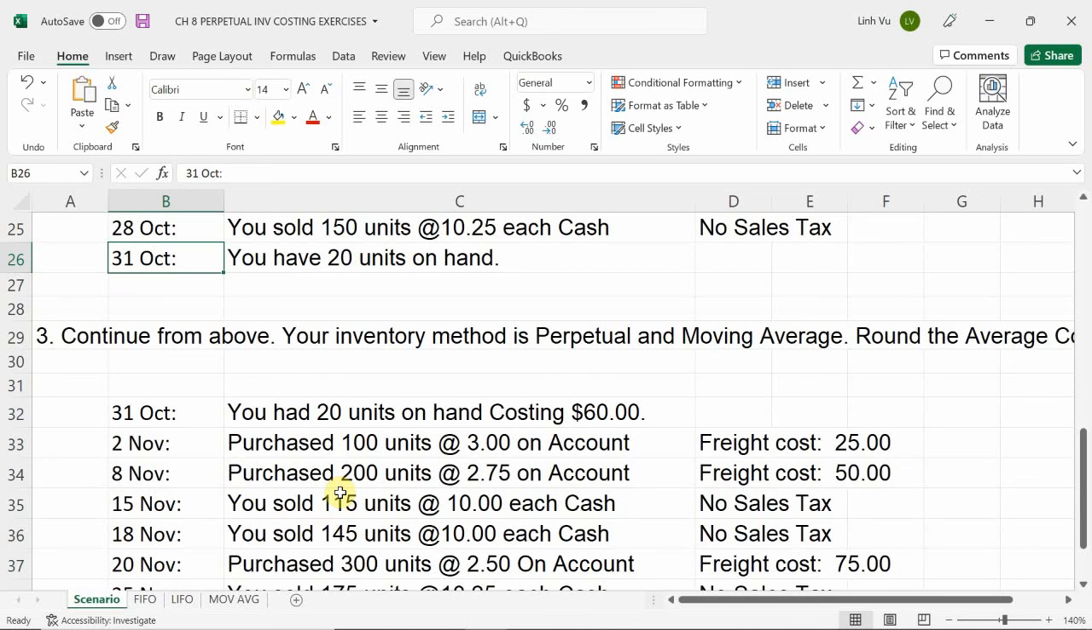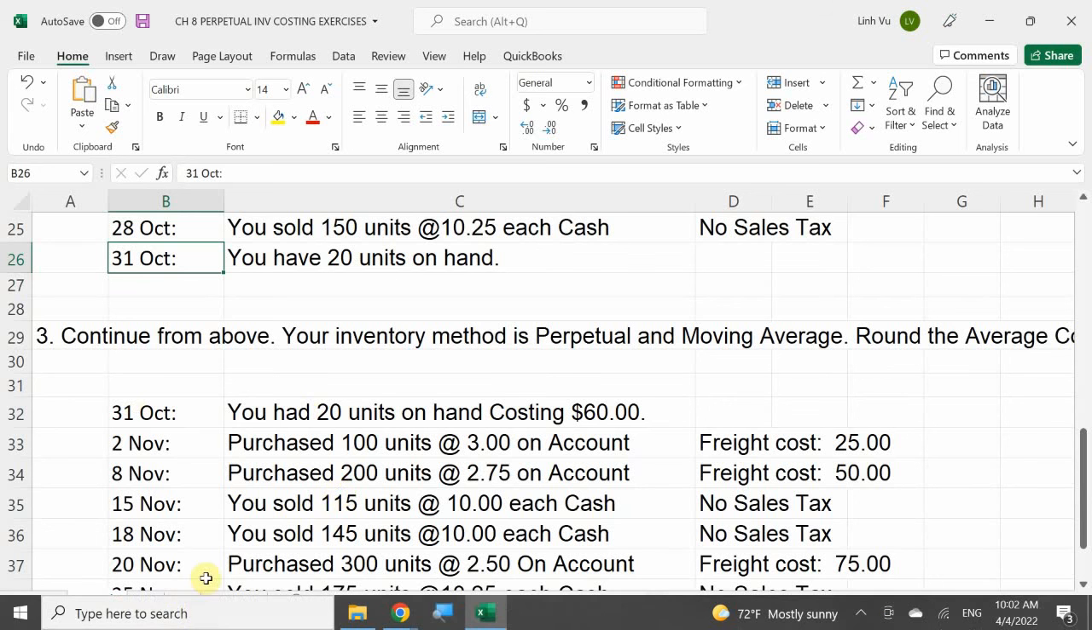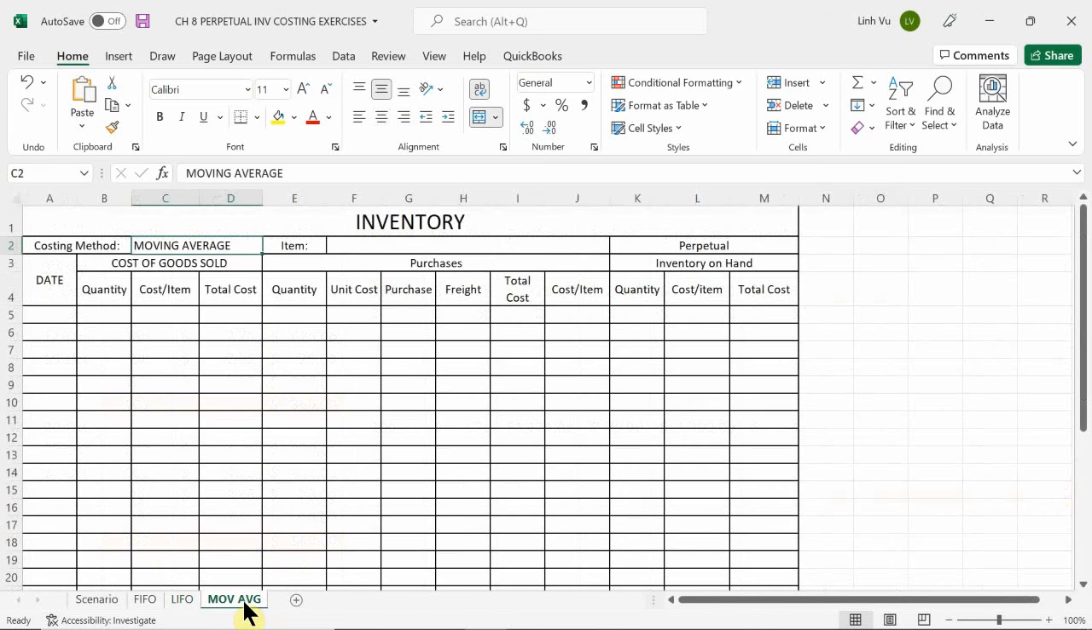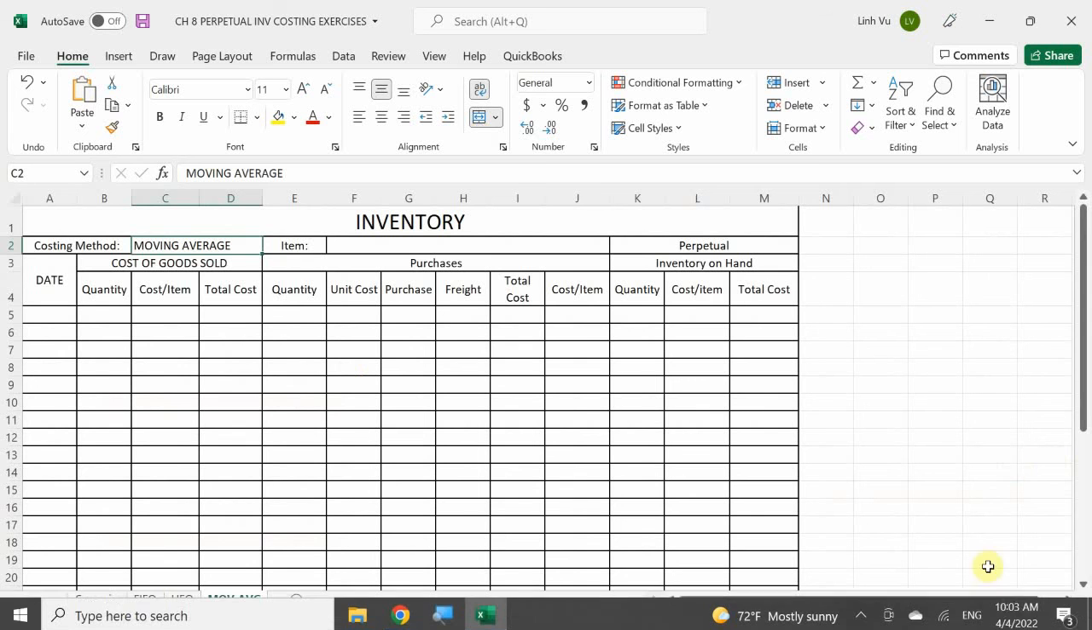Last one. Question number 3. Continue from above. Your inventory method is perpetual and moving average. Okay. So now I'm switching gears. I need to calculate it using moving average. Okay. Starting with October 31st, you should have had a total of 20 units on hand, costing a total of $60, which is true, right? That's exactly what we solved from our inventory worksheet, right? We got 20 units at $3 each, which gives you a total of 60. So I'm going to take that value and put it into my inventory worksheet.